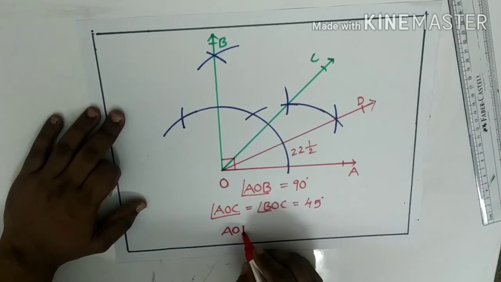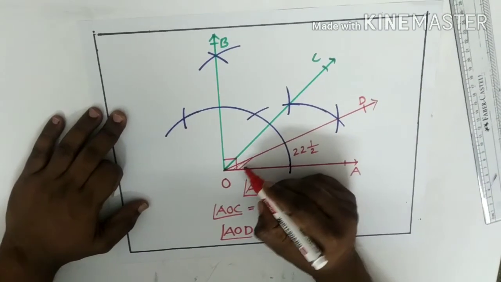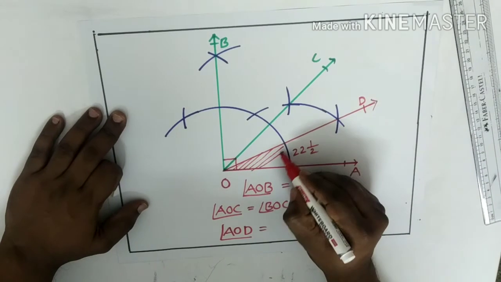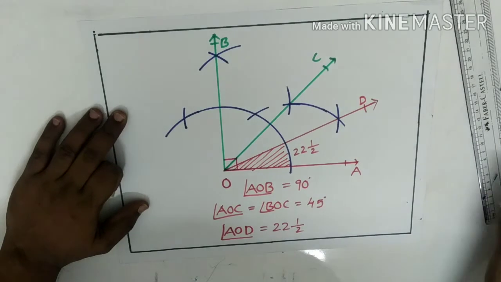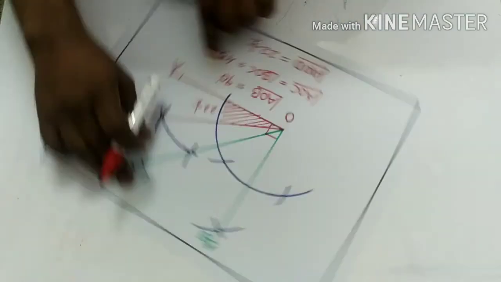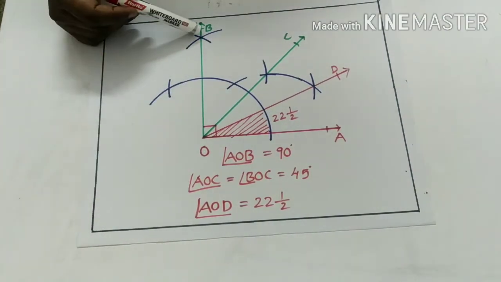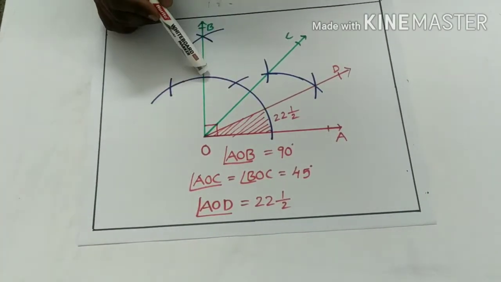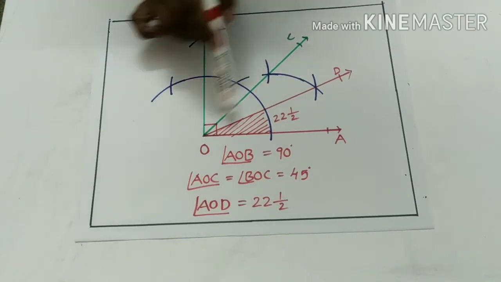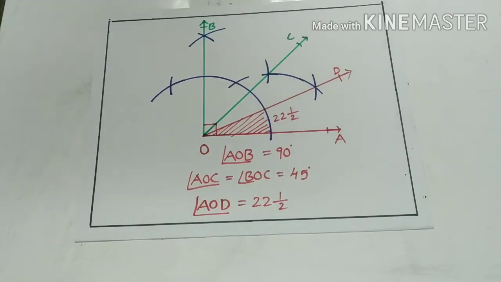Therefore angle AOD, so this angle, is 22 and a half degrees. So directly we cannot draw 22 and a half degrees. First 90 degrees, then we did the angular bisector and got 45 degrees, then again for 45 degrees we did the angular bisector OD, then we got 22 and a half degrees.